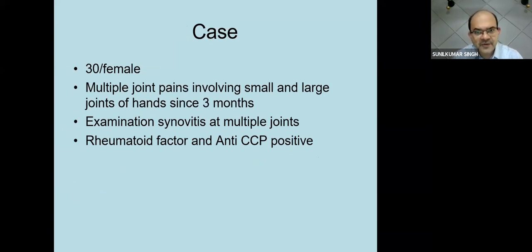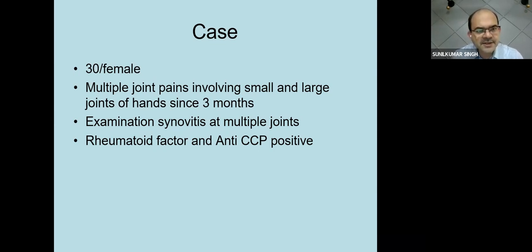So we will keep it completely case-based. I'm not sure if there is going to be an interaction voice-based, but I'm happy if there are some textbook-based questions which can be put, and then at the end we can take one after the other. So let's start with the first case.